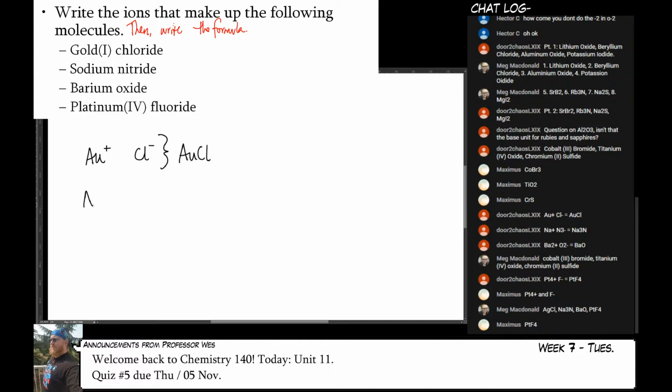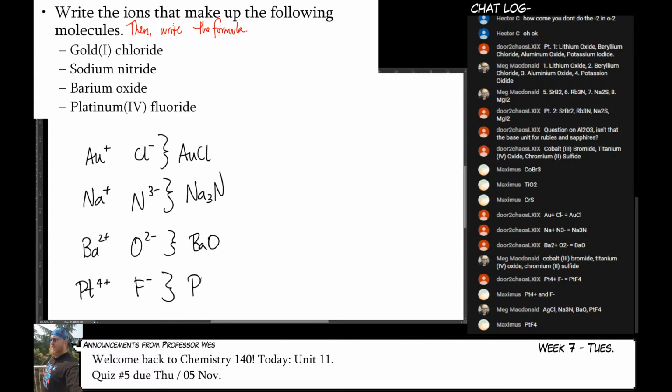For sodium nitride, here's sodium. Here's nitride. There's the formula. Barium has a 2 plus charge. Oxide is 2 minus. There's the formula. Same thing for platinum 4. Platinum with a 4 charge. Fluoride. There you go.